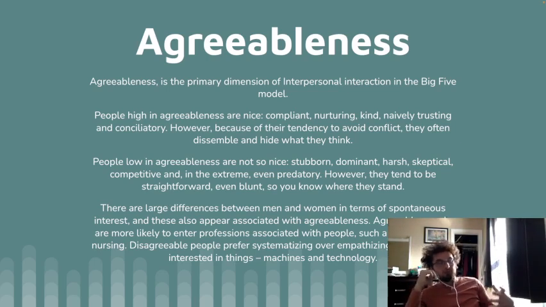I'm kind of lower in agreeableness, so sometimes it's like, nope, we don't need to resolve this, I've made my decision. I'm not on the extremely low end, right? But people who are low in agreeableness, generally speaking, are not nearly as nice. They might be stubborn, dominant, harsh, skeptical, competitive, and on the extreme ends, they might even be predatory, right? Someone who's very low in agreeableness can take advantage of people who are very high in agreeableness.